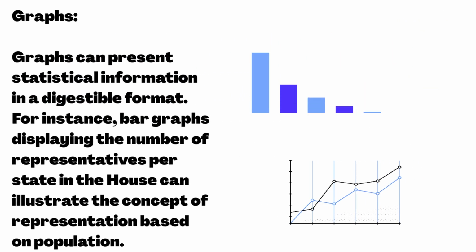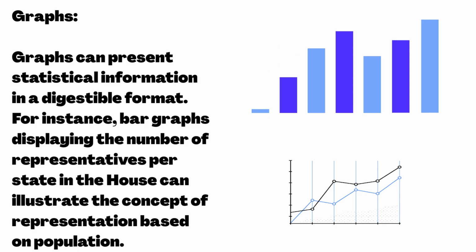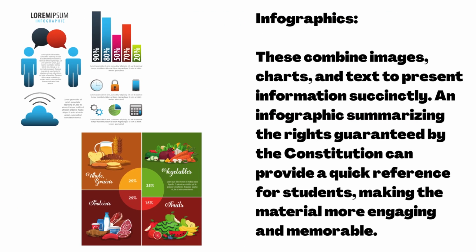Graphs. Graphs can present statistical information in a digestible format. For instance, bar graphs displaying the number of representatives per state in the House can illustrate the concept of representation based on population. Infographics. These combine images, charts, and text to present information succinctly. An infographic summarizing the rights guaranteed by the Constitution can provide a quick reference for students, making the material more engaging and memorable.